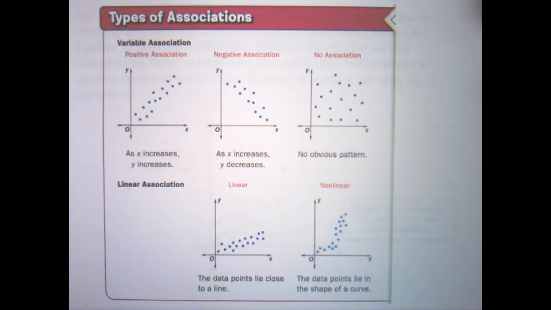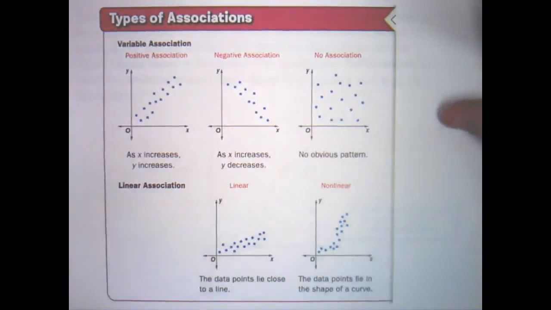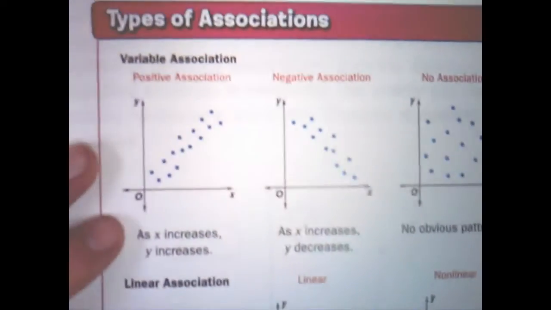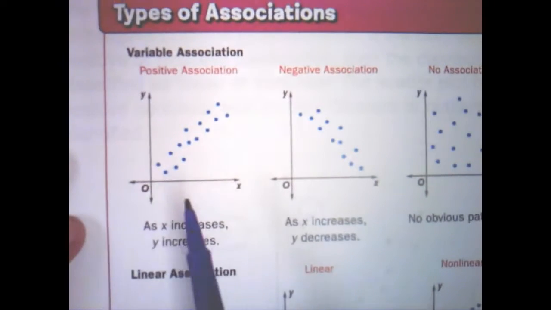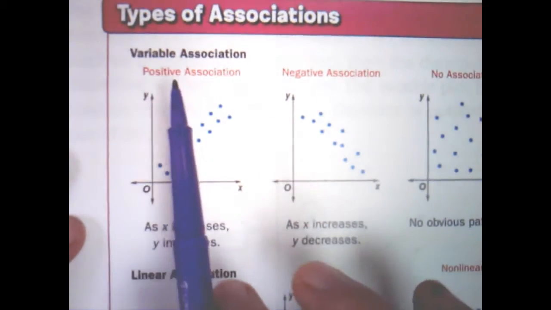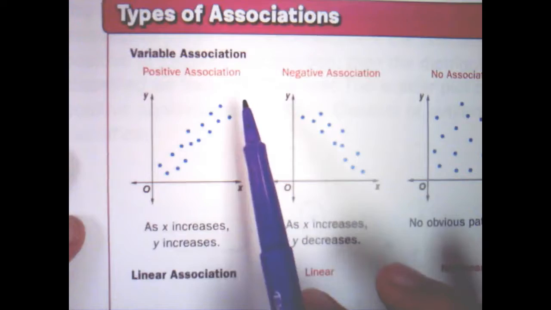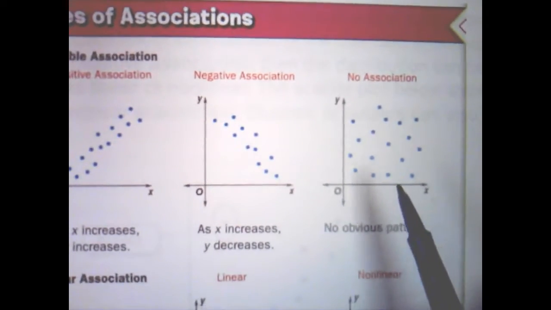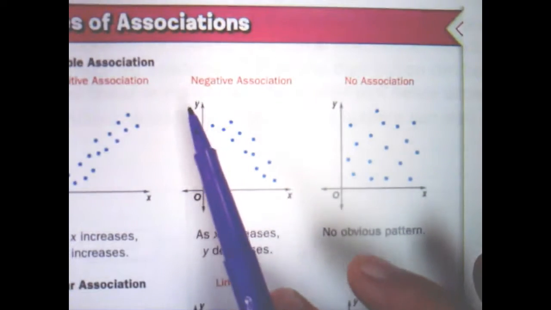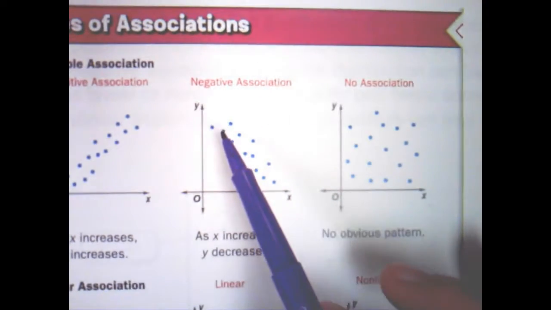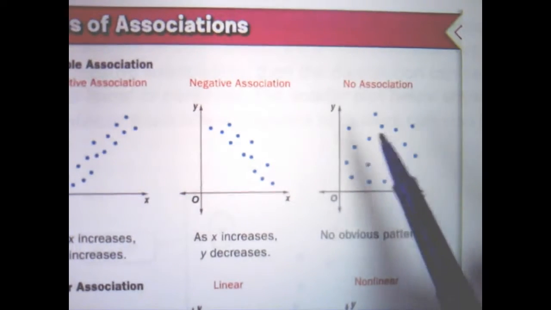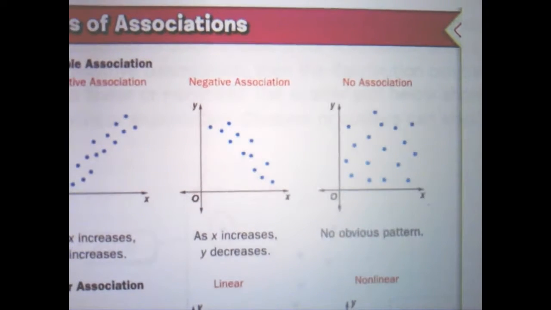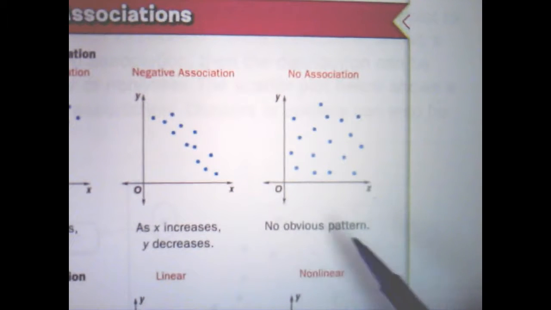What is the association between the variables? Okay, we can have a positive association. So as x increases, y increases. The graph will be going up. That's a positive association. We can have a negative association. So as x increases, y decreases. Our graph will look like it's going down. Or we can have no association, where it is just all over everywhere and there is, like it says, no obvious pattern. Okay, so that's the first type of association we look for.